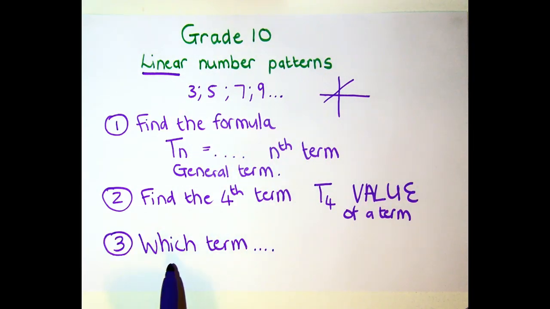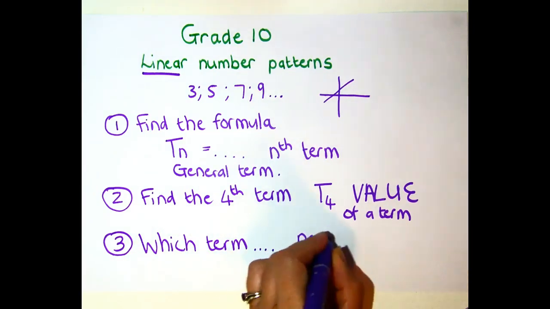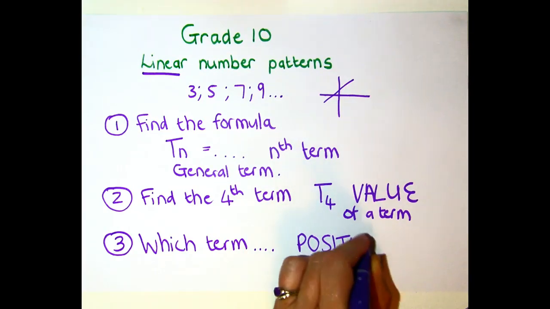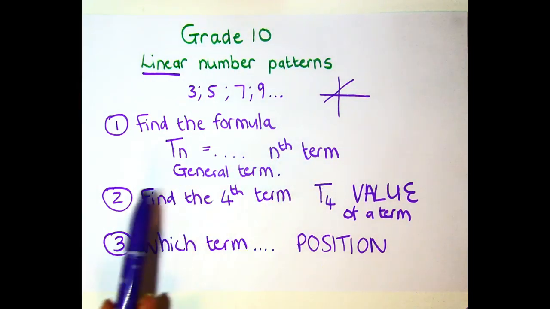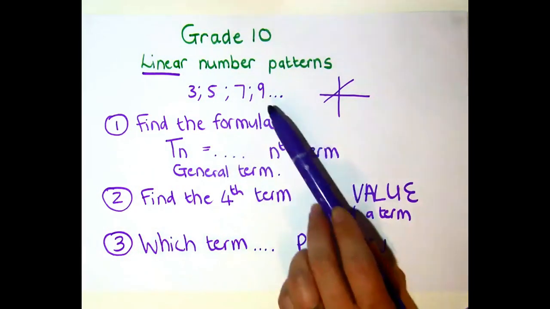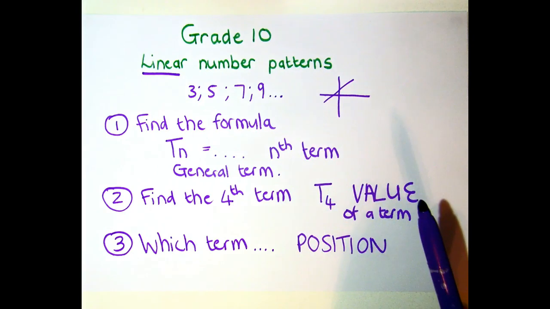The third type of question tends to start with these words, but not always. They ask you which term equals 95. And what they're actually asking you for is the position. So they've given you the value and they want the position. So for example, if I said in this sequence, which term equals 9, you would say term 4. You would say the 4th position is the one that has a value of 9.